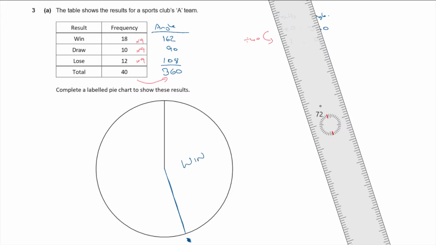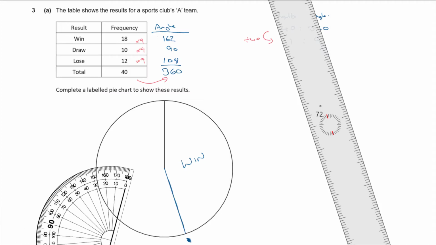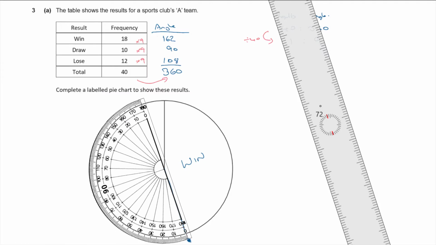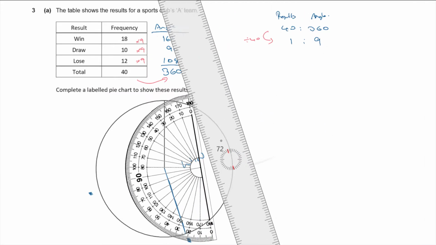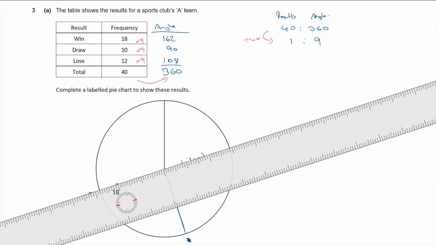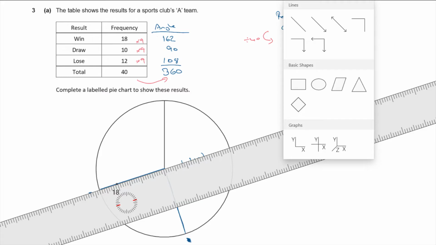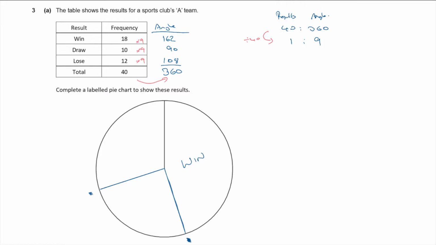And then draw is 90 degrees. So I'm going to have to put my protractor back down where I left off and carry on around then, aren't I? So put in my protractor there. I can then measure an angle of 90 degrees and make a mark. Okay, and then lay my ruler out. I can then join that up. Okay, and then that last line divides my shape into win, draw, and loss now, doesn't it? So the 90-degree angle was draw, and lose is 108 degrees, which kind of draws itself.